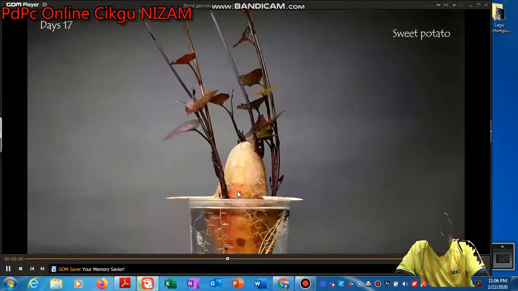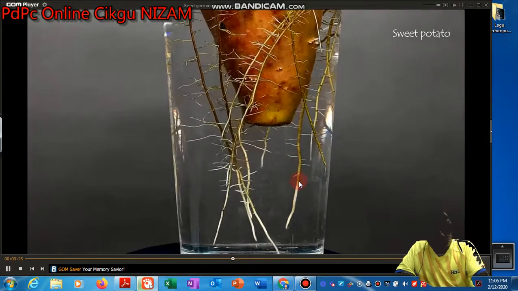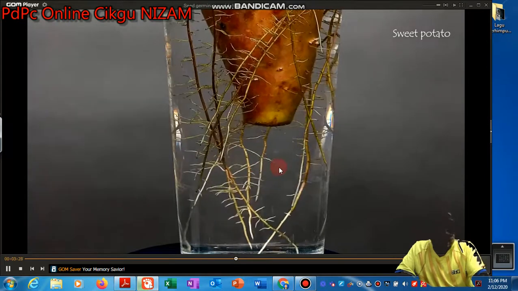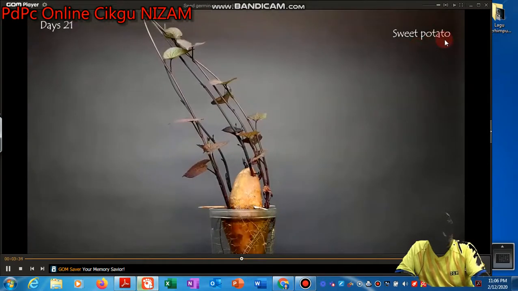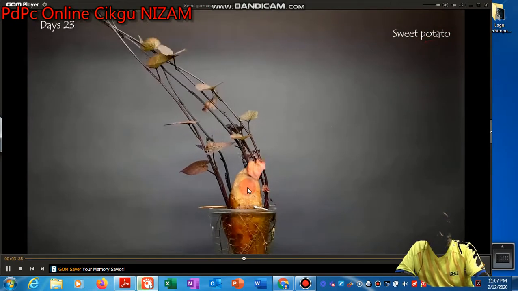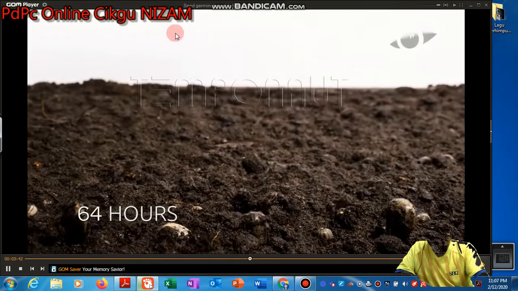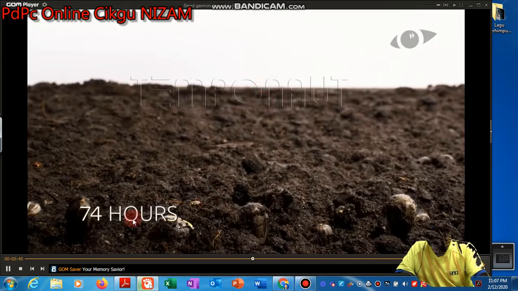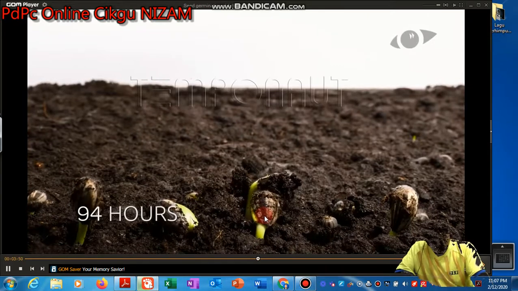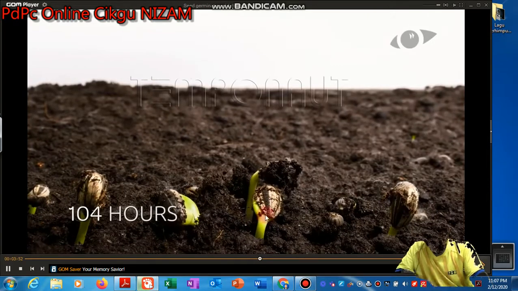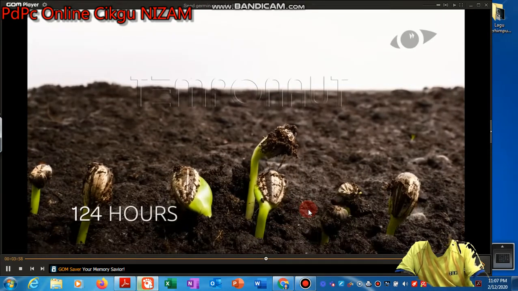So you can see water level decreases. Root is formed. Sorry, this is a potato, sweet potato. Okay, right now this one, this is sunflower seed.